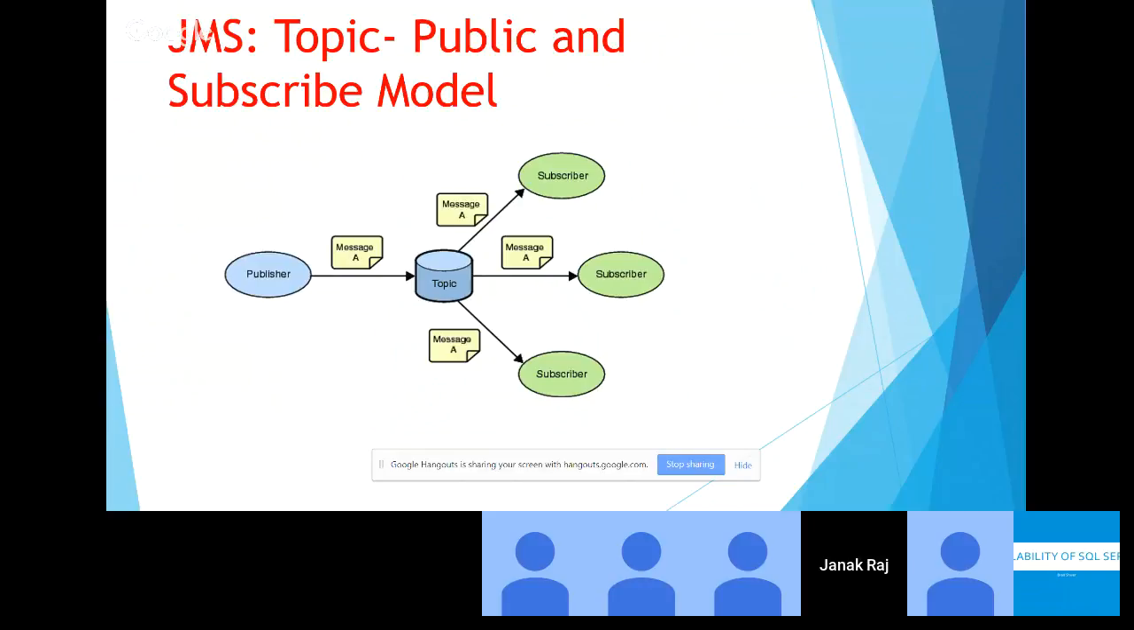Publication will be received by all subscribers. Yeah, these all three subscribers will receive the message. Not like the previous one. In the previous one, all will acknowledge it, but every one of them will not get that. And if there are any new subscribers on the same topic, they will not get the publication unless the publication is retained.